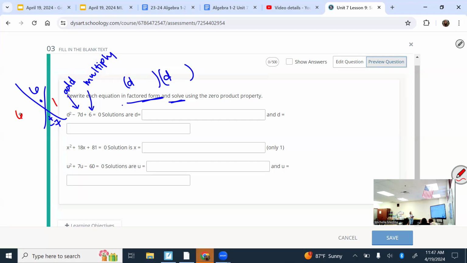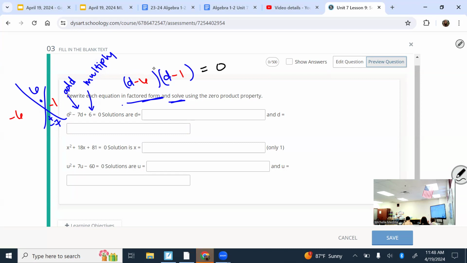And then if it adds to -7, then they both need to be negative. Now it multiplies to a positive, adds to a negative. So far, this is my factored form, but you're not done there. It wants a solution. So this is set equal to 0.